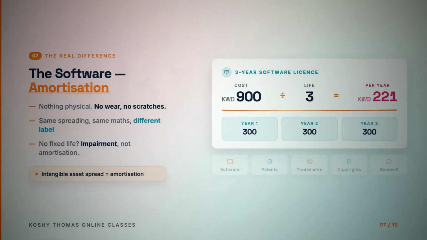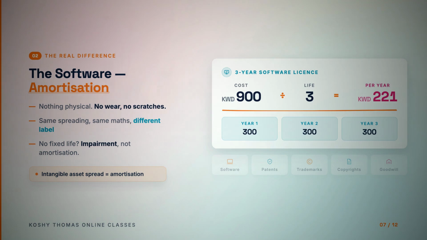Now the same business buys accounting software. A 3-year license, costing 900 dinars. Ask yourself, does software rust? Does it get scratched? No. You cannot touch it at all. But it still gives value for exactly 3 years, then the license dies.